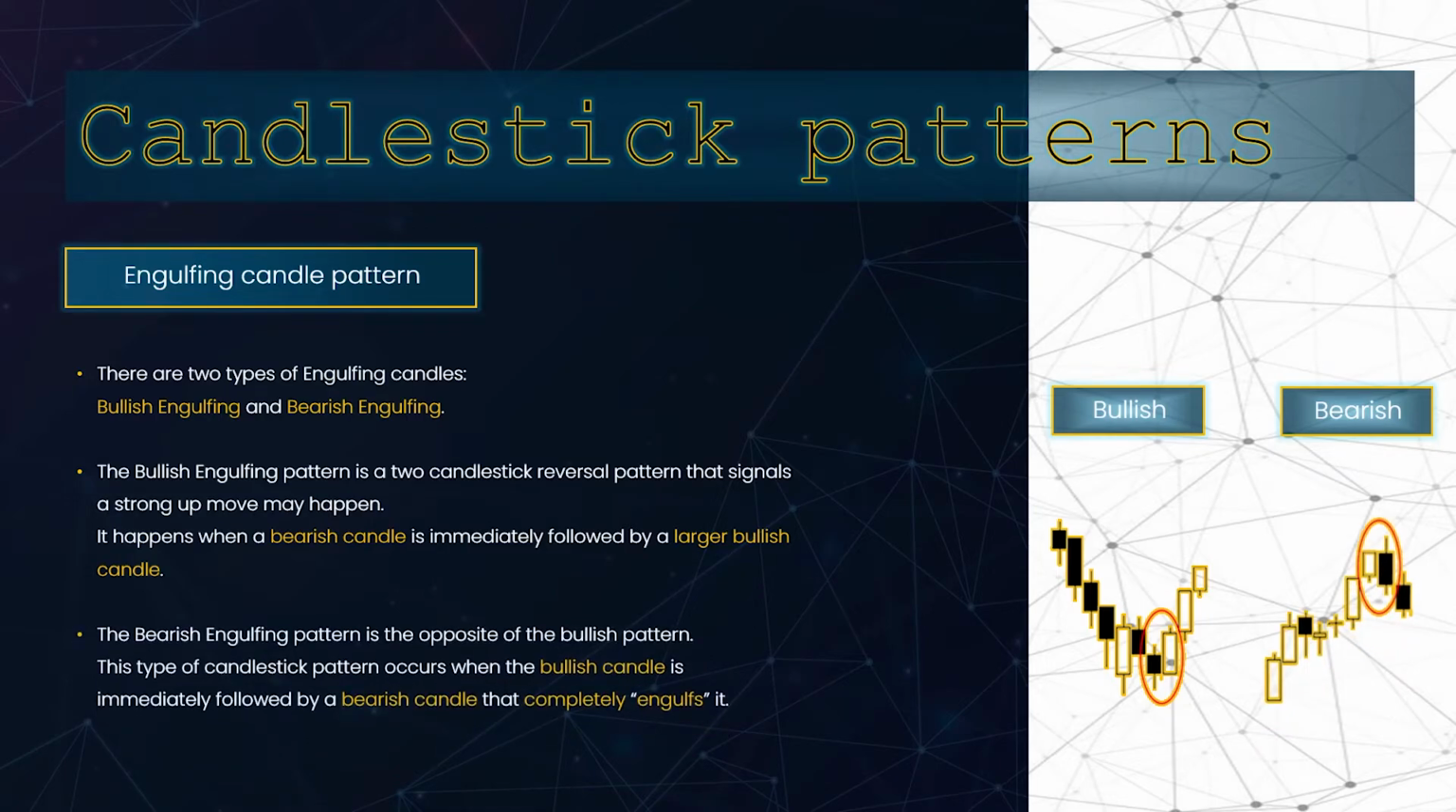On the other hand, the bearish engulfing pattern is the opposite of a bullish pattern. This type of candlestick occurs when the bullish candle is immediately followed by a bearish candle that completely engulfs it. This means that the sellers are overpowering the buyers and that a strong move down could happen.